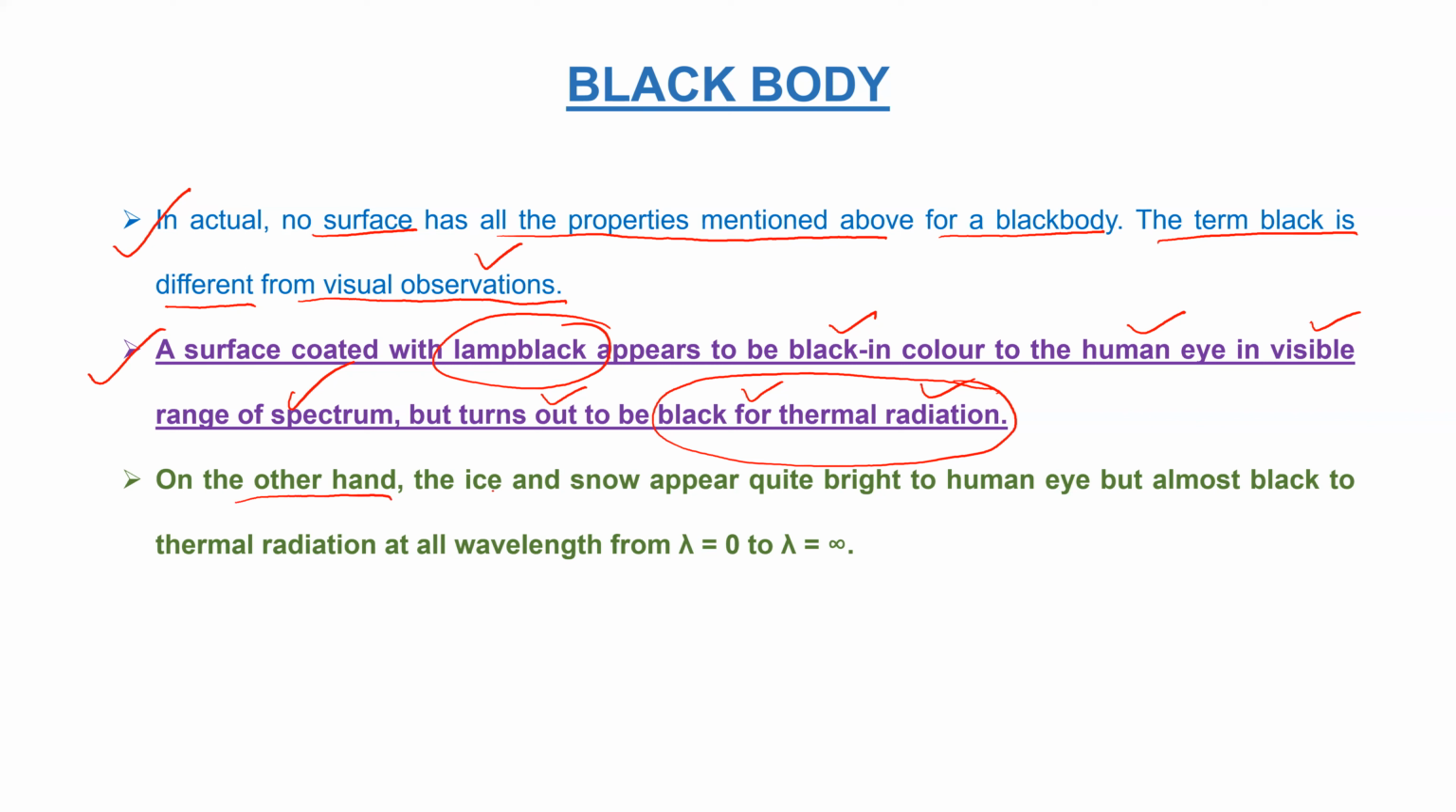On the other hand, ice and snow appear quite bright to the human eye, but are almost black to thermal radiation at all wavelengths from lambda equal to 0 to lambda equal to infinity. So at all wavelengths, the ice will work as a black body. However, it is not black in color. So you need to understand that black here does not depend on the visual color, but means it is emitting the maximum amount of energy and absorbing all energy which is falling on it.